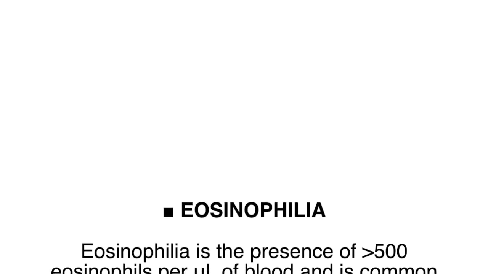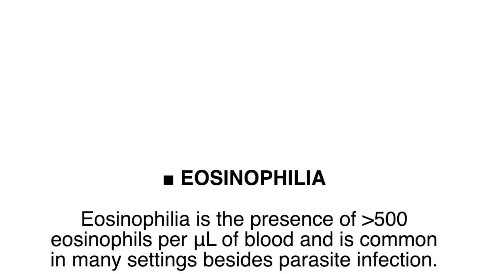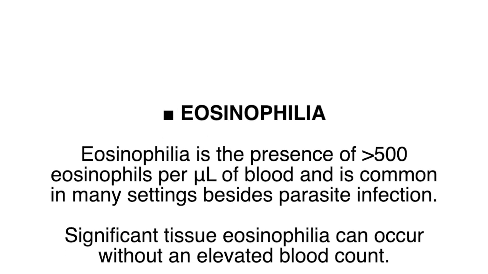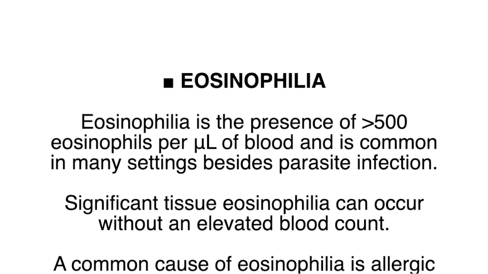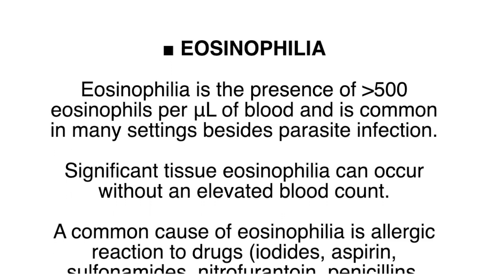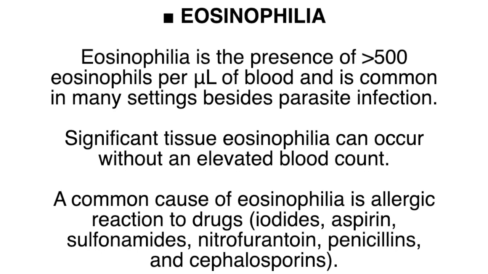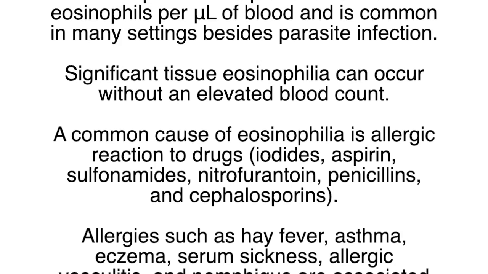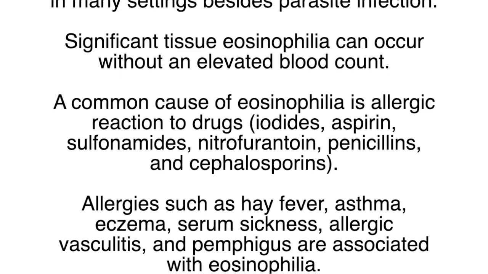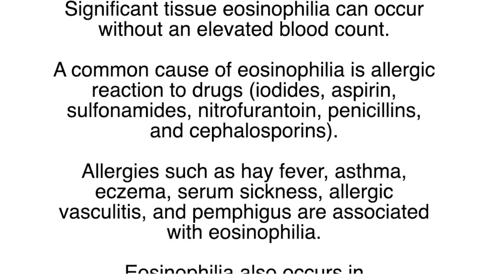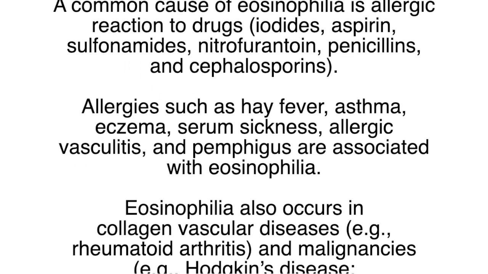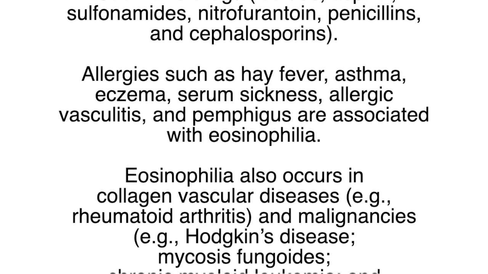Eosinophilia is the presence of more than 500 eosinophils per microliter of blood and is common in many settings besides parasite infection. Significant tissue eosinophilia can occur without an elevated blood count. A common cause of eosinophilia is allergic reaction to drugs, iodides, aspirin, sulfonamides, nitrofurantoin, penicillins, and cephalosporins. Allergies such as hay fever, asthma, eczema, serum sickness, allergic vasculitis, and pemphigus are associated with eosinophilia.